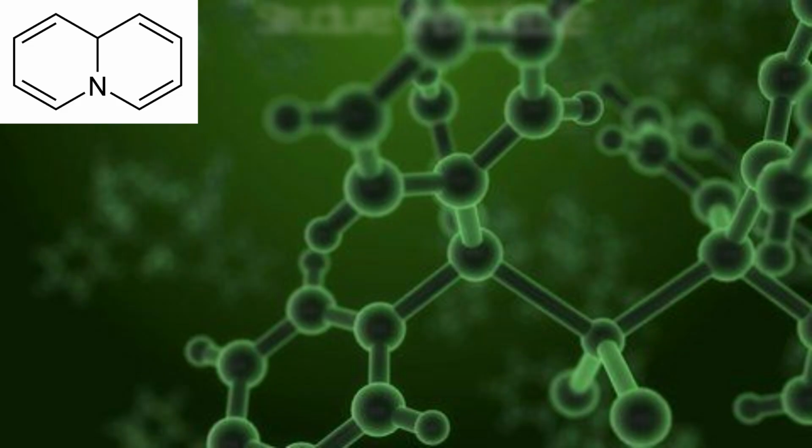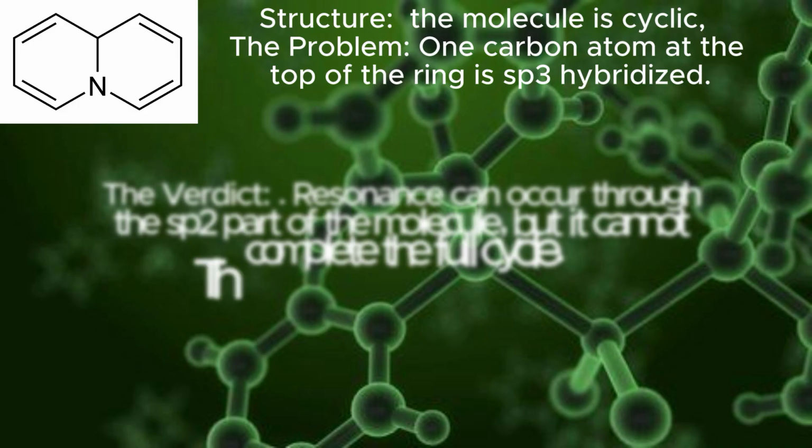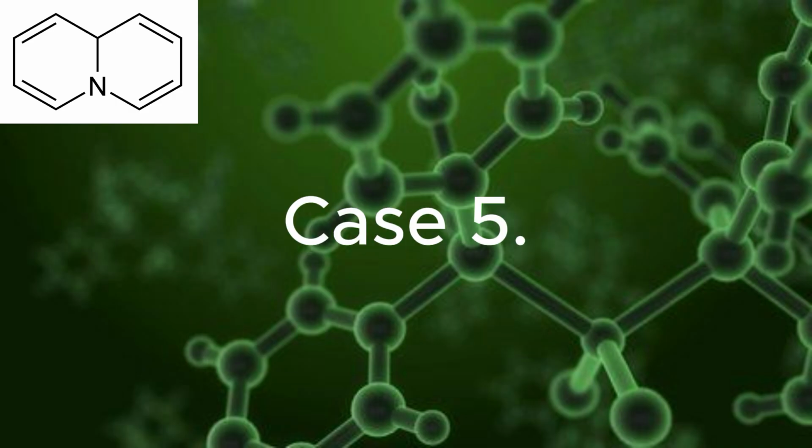The logic: while the molecule is cyclic, we run into a major problem with conjugation. The problem: one carbon atom at the top of the ring is sp3 hybridized. For full cyclic conjugation, every single atom in the ring must be at least sp2 hybridized to provide a p orbital. The verdict: this sp3 carbon acts as a hard stop. Resonance can occur through the sp2 part of the molecule, but it cannot complete the full cycle. Since it fails the conjugation rule, this molecule is non-aromatic.